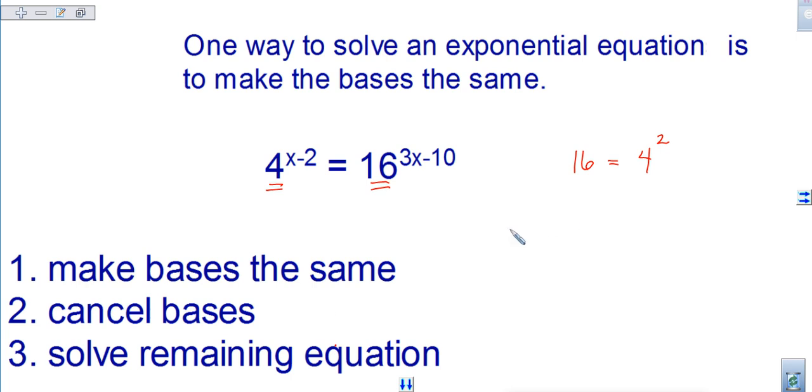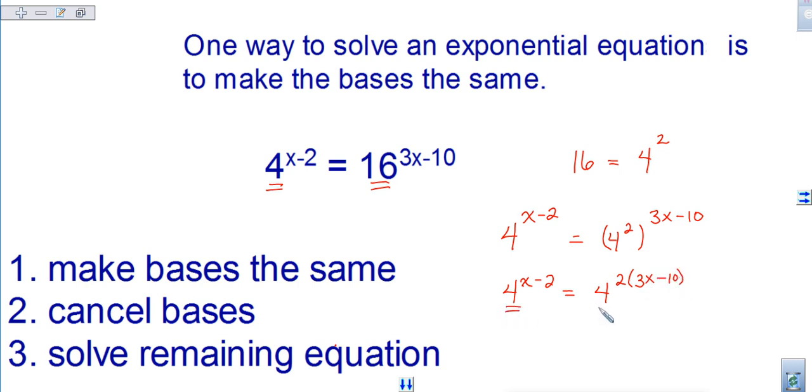Okay? So I'm going to rewrite the left side because it's already base 4. And then we're going to rewrite this, replacing the 16 with 4 squared. And then it's still to the power of 3x minus 10. Okay? And if you remember from when you did exponential properties in Math 1 and possibly 8th grade, that when you have a power to a power, you multiply those together. And so I'm suggesting that you just leave it like this to start out with.